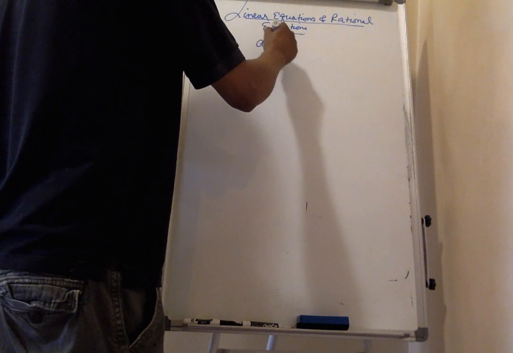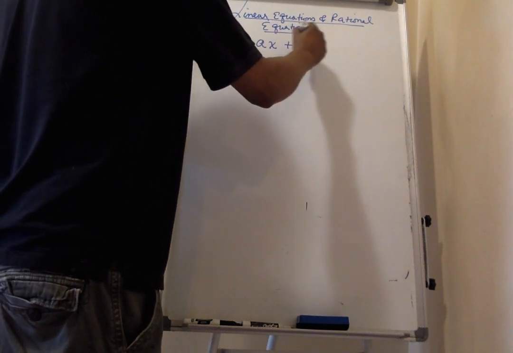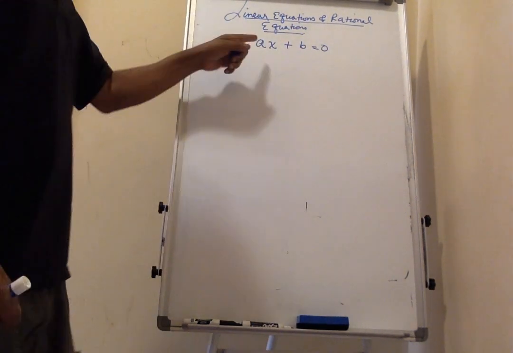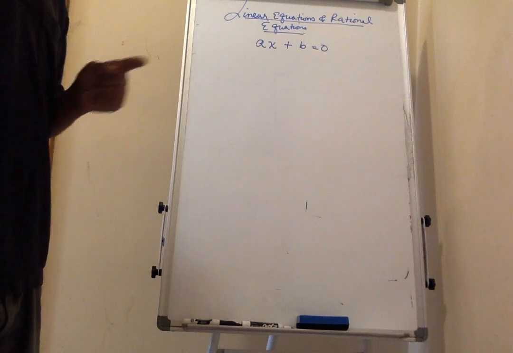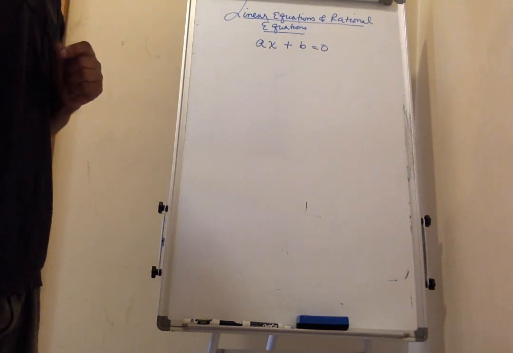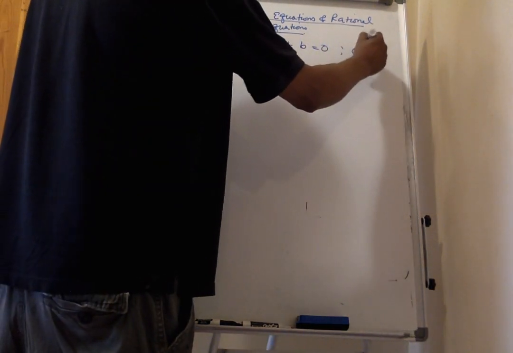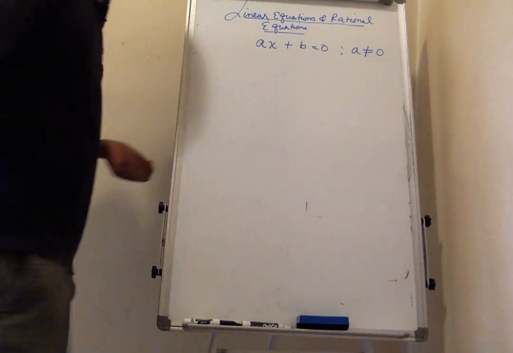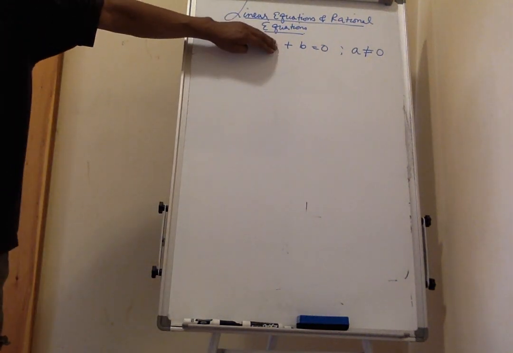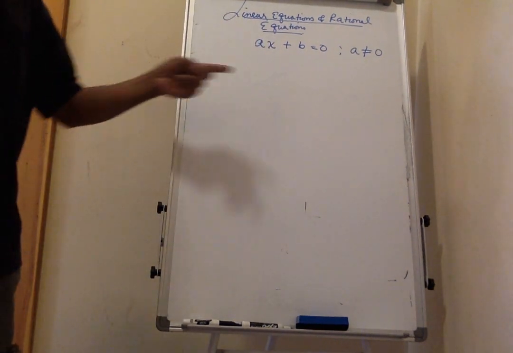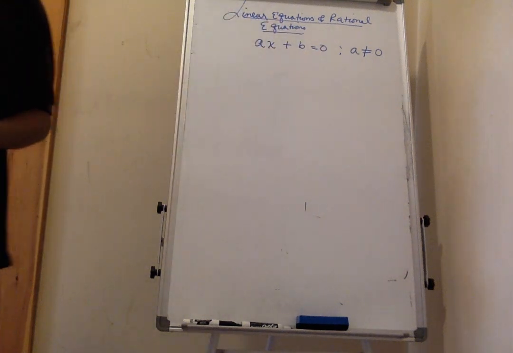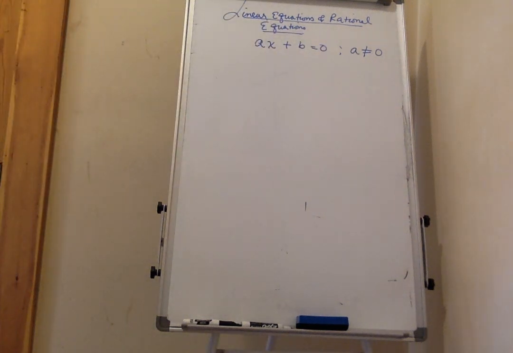A linear equation is of the form ax plus b is equal to 0, where a and b are constant numbers, but x is a variable. And we always make a restriction: a cannot equal 0. Because if a is equal to 0, then it stops being a linear equation, it only becomes a constant b is equal to 0. Okay?